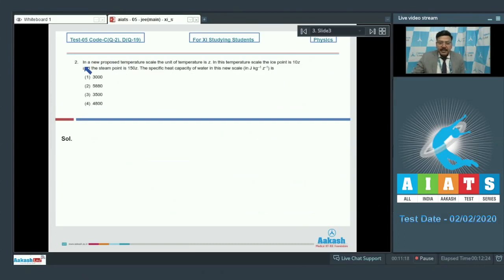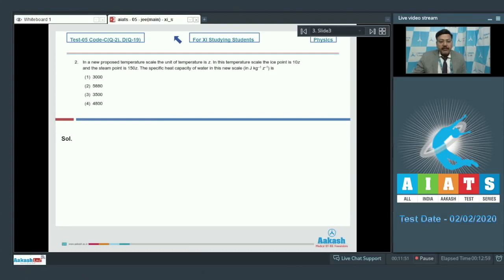Question 2 says, in a new proposed temperature scale, the unit of temperature is Z. In this temperature scale, the ice point is 10 Z and the steam point is 150 Z. The specific heat capacity of water in this new scale in joule per kg per Z is. Well, the question is from the topic thermal properties of matter, and specifically from the topic thermometry.